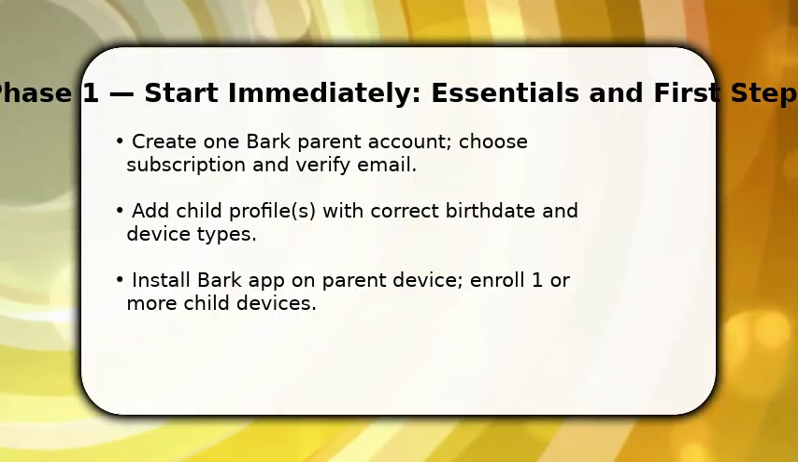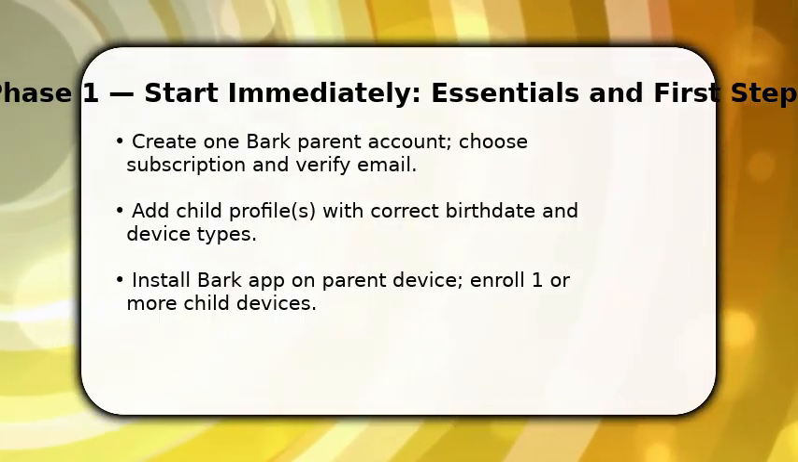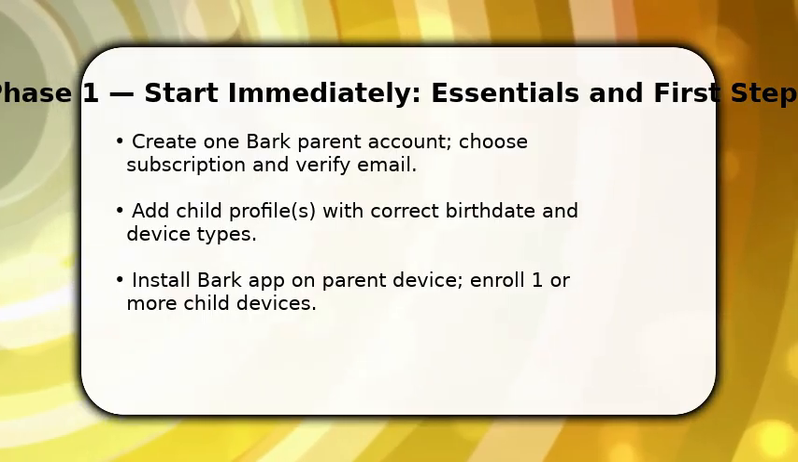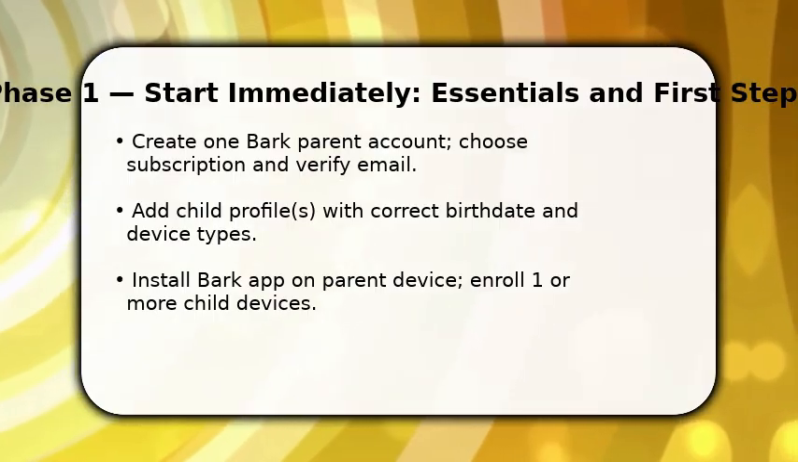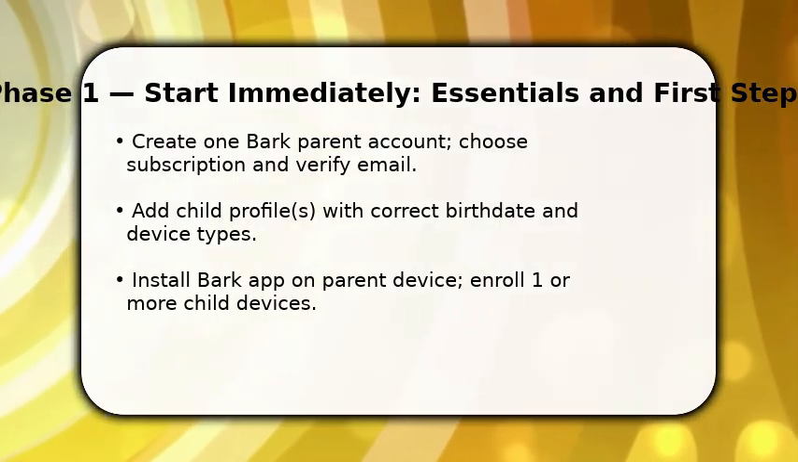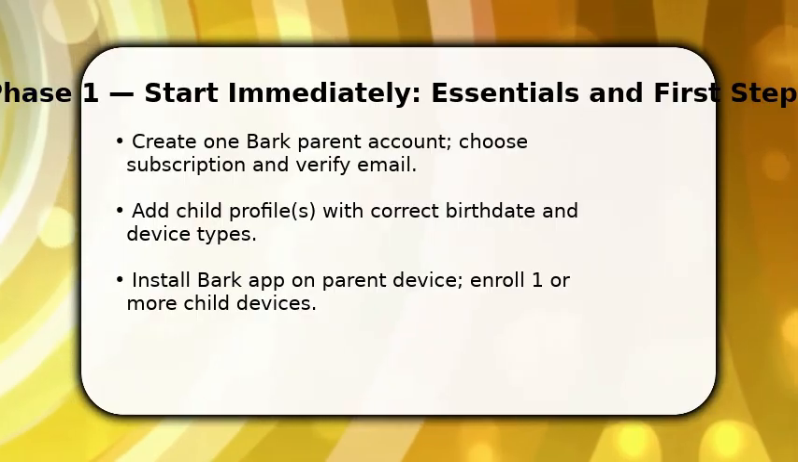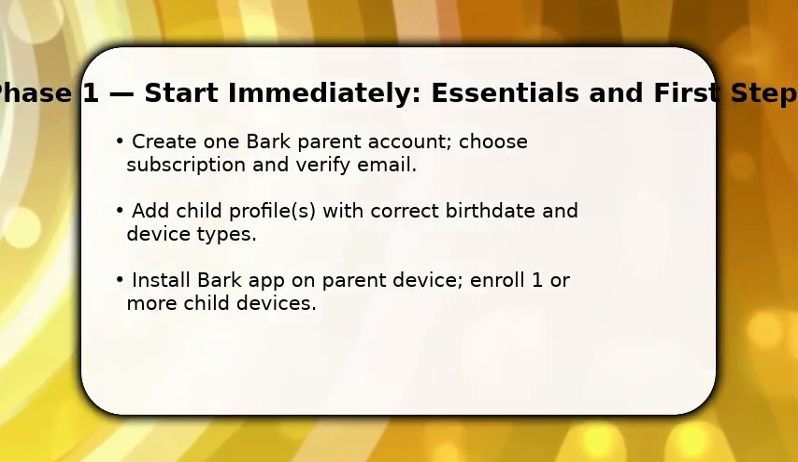Enjoy the video. You begin by creating your Bark parent account and confirming your email. This gives you control. Next, add each child profile with accurate birth dates so filters match age. Install the Bark app on your phone to receive alerts. Once done, connect the first child device.